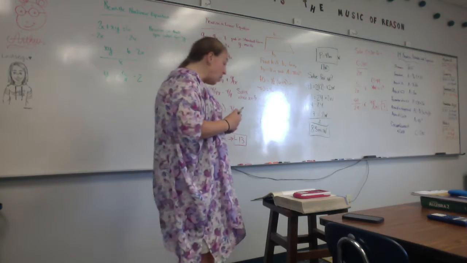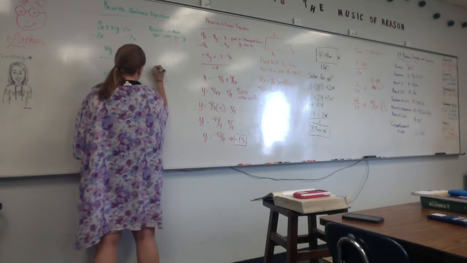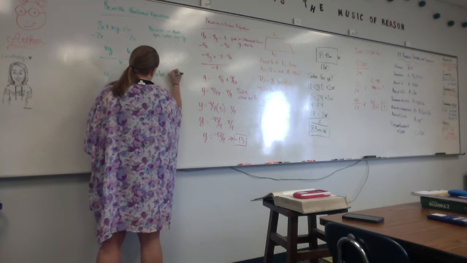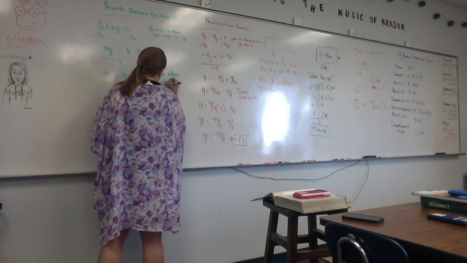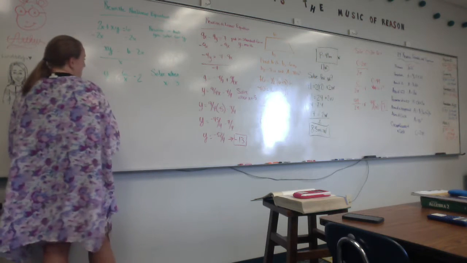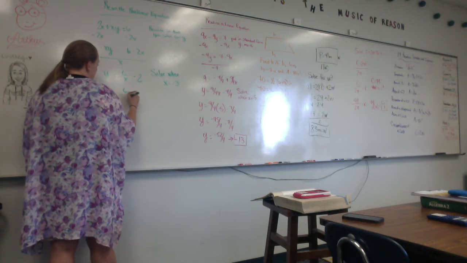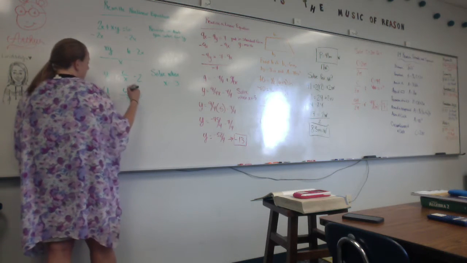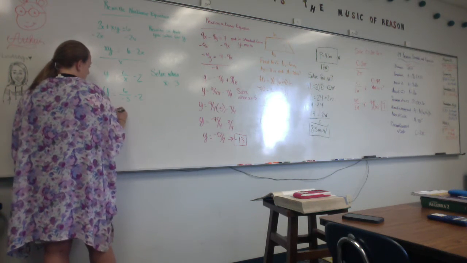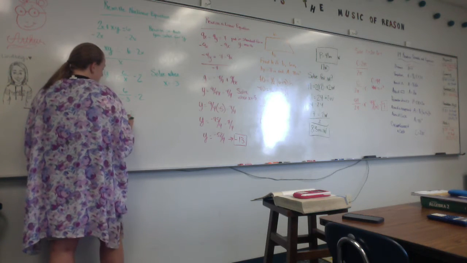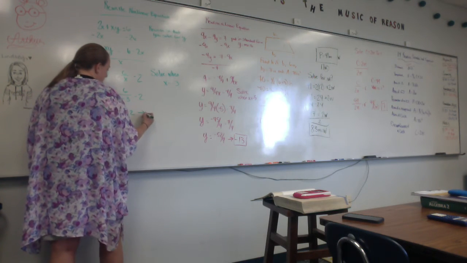Now, let's solve it. Let's solve when x equals negative 3. Okay? So I'm going to plug it in. Y equals 6 over negative 3 minus 2. What is 6 divided by negative 3? So negative 2 minus 2 gives me what? Negative 4.